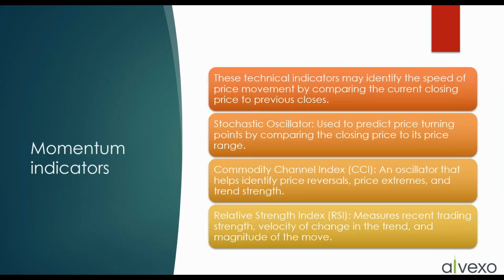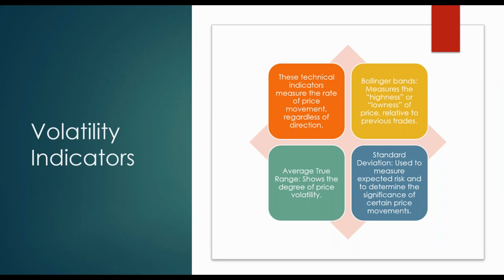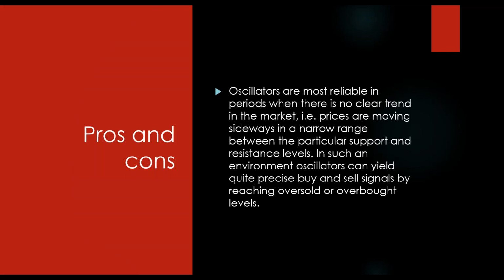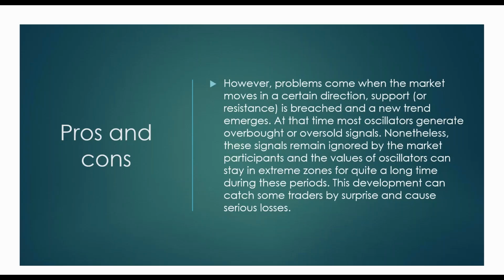So we have momentum indicators, we have volatility indicators, we have volume indicators, okay, and they all tell us something about the markets. Oscillators are the most reliable in periods when there is no clear trend in the market. Prices are moving sideways in a narrow range between a particular support and resistance level. As such, an oscillator might tell you when price is finally going to start taking on an upward or downward move from that sideways action.